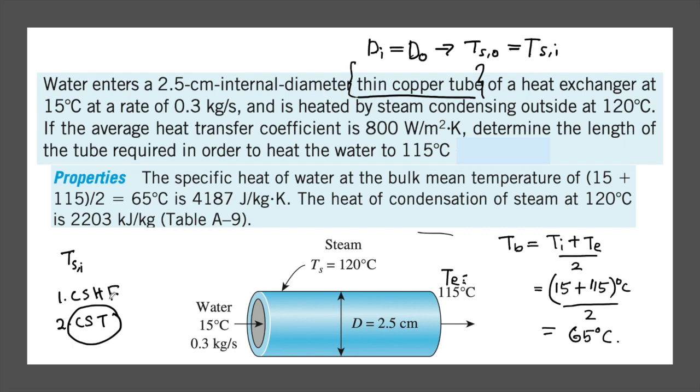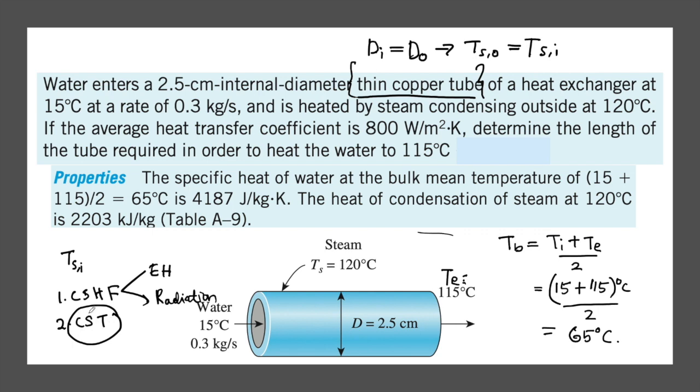There is no external electrical resistance or radiation from outside to the system. If there is an electrical heater or there is radiation to this system, therefore this condition falls under CSHF, constant surface heat flux or constant heat flux. And this one falls under constant surface temperature.